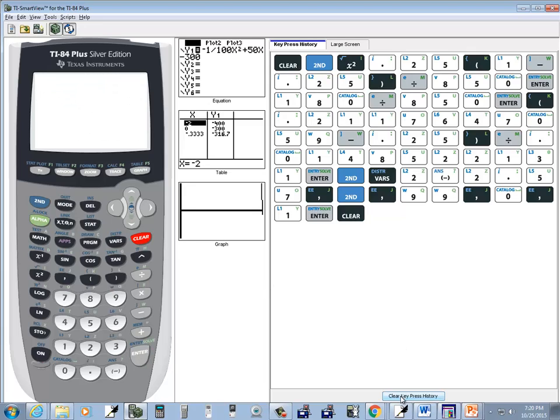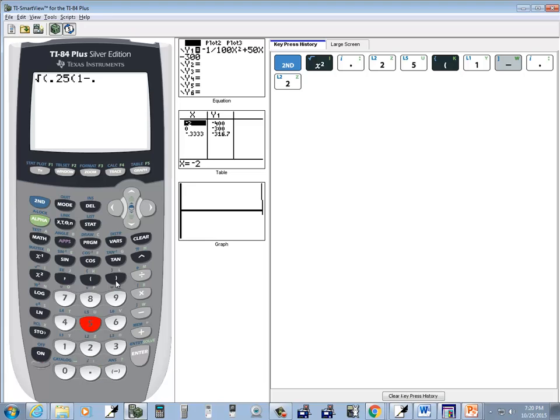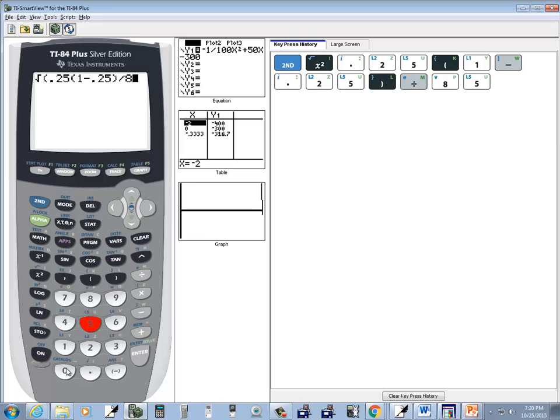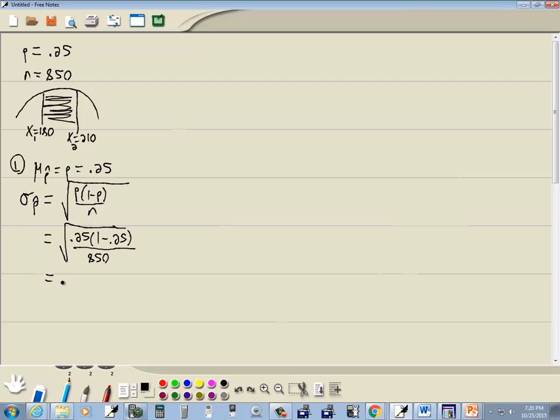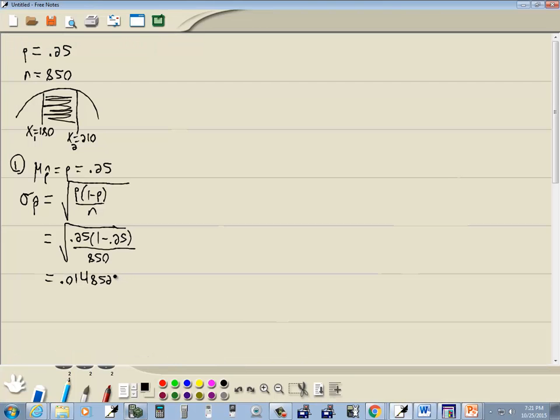So let's see what that gives us. I did second, x squared, 0.25, open parentheses, 1 minus 0.25, close parentheses, divided by 850, enter. And sigma sub p hat is going to equal 0.0148522131. Don't round it at all, so keep it out to all the decimal places.